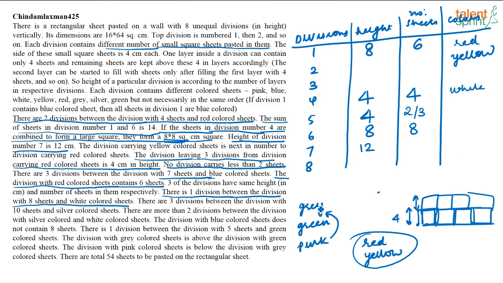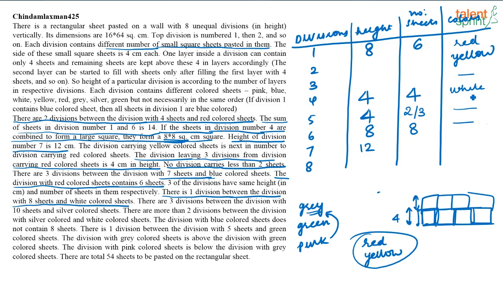See, now we know that between grey, green and pink, grey has to be on top of green and pink, whichever way it may be. So either grey can come here or here or here at maximum. So either grey is here, here or here in this case if this is white. Now what have they said? They have said here that there are more than 2 divisions between silver colored and white colored sheets.